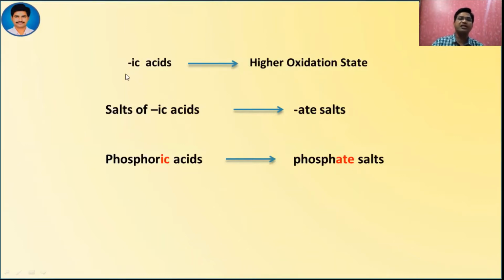Similarly, in 'ic' acids, whenever the name of the oxoacid ends with 'ic', you remember the phosphorus is in the higher oxidation state. The salts of 'ic' acids end with 'ate'. For example, phosphoric acid, its salt is phosphate salt. For example, sodium phosphate, magnesium phosphate, like that.